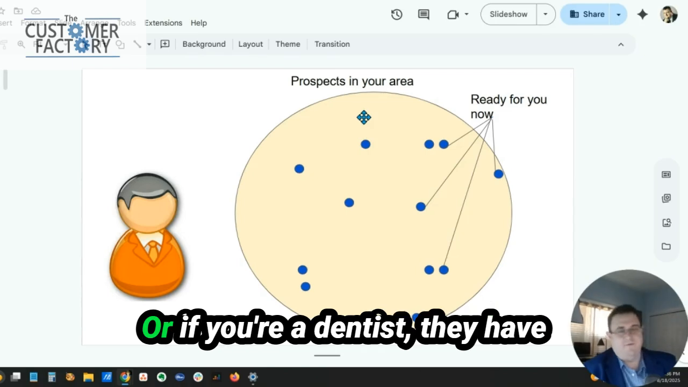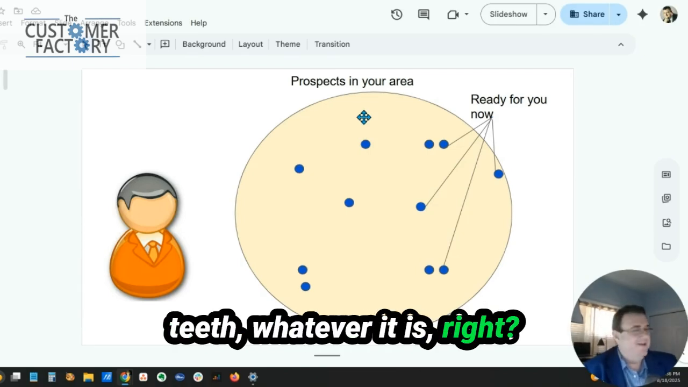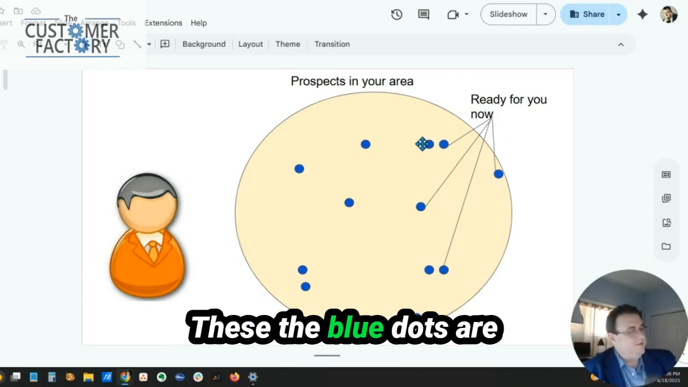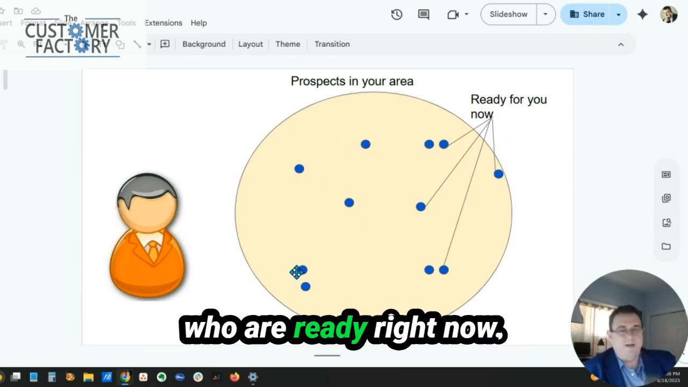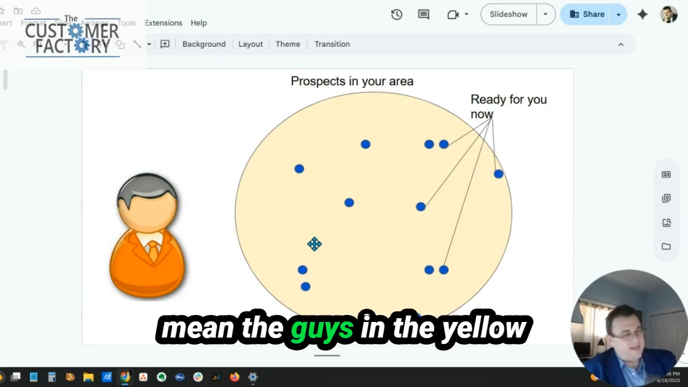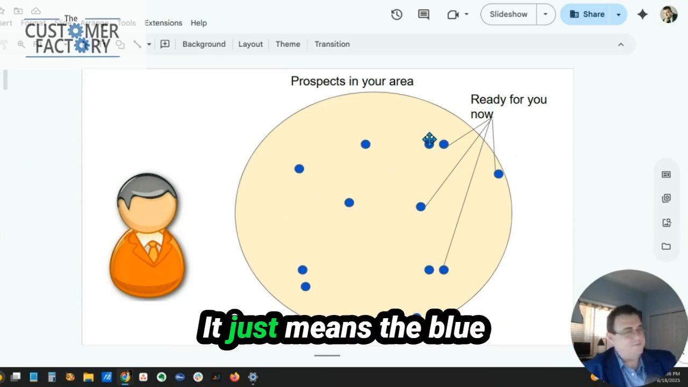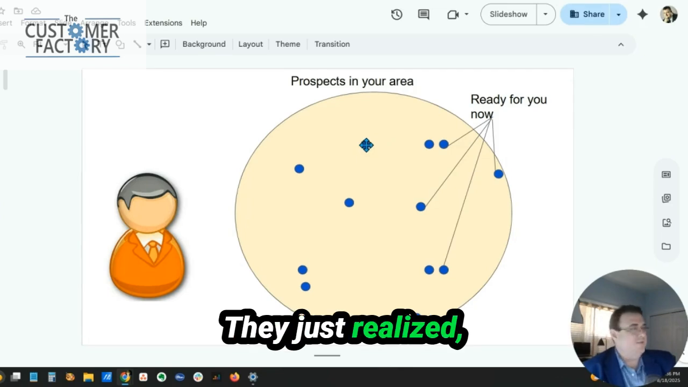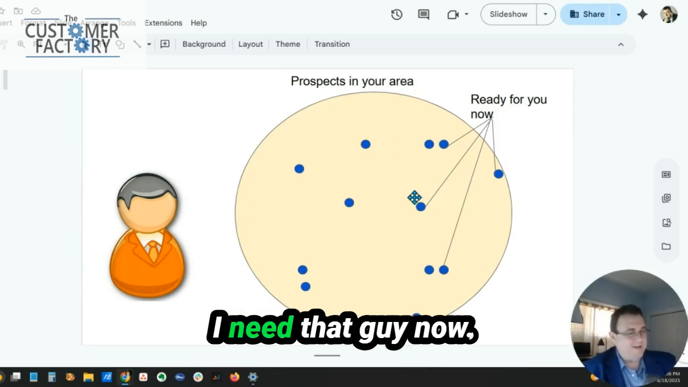They're close enough, or if you're a dentist, they have teeth, whatever it is, right? Now, the blue dots are just the few of those people who are ready right now to talk to you. That's all. That doesn't mean the guys in the yellow spaces here aren't ready. It just means the blue ones need you now. They just realize, oh, I need that. I need that now. I need that guy now.